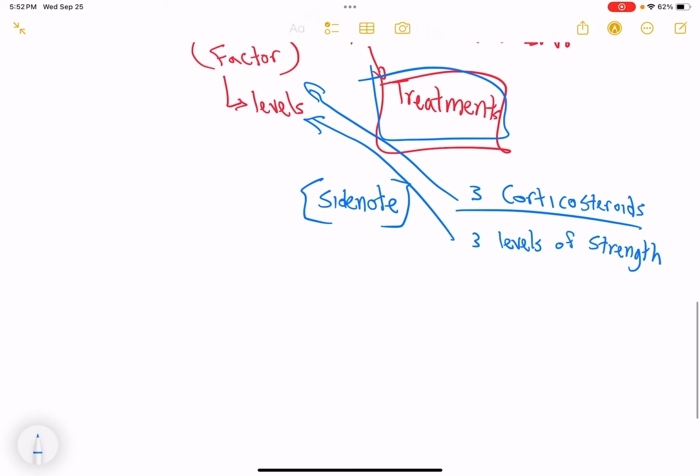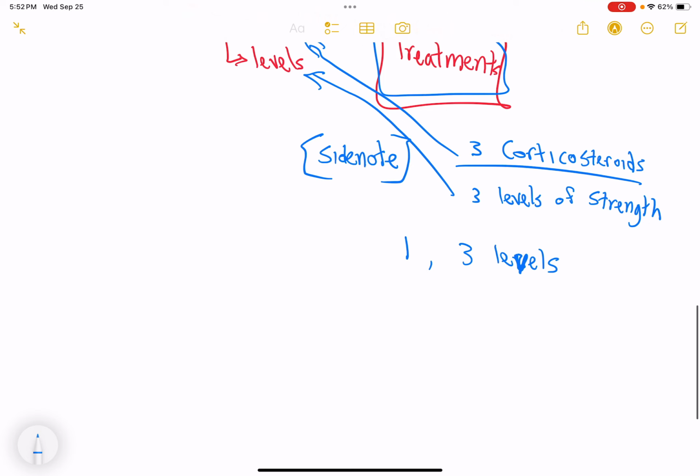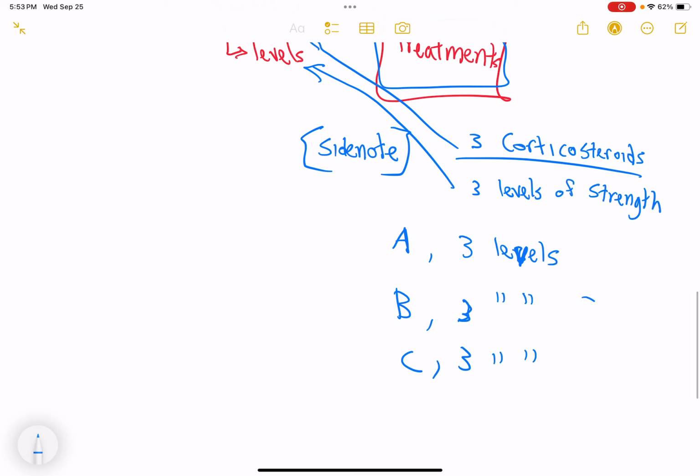The treatments are, or the treatment groups are, steroid 1 at 3 levels. Right? So let's say steroid 1 is called steroid A. Steroid 2, steroid B, and steroid 3 is steroid C. Each one of those has 3 levels. That should make sense, right? What that means is that we actually have 3 times 3, 9 different treatment groups, right?